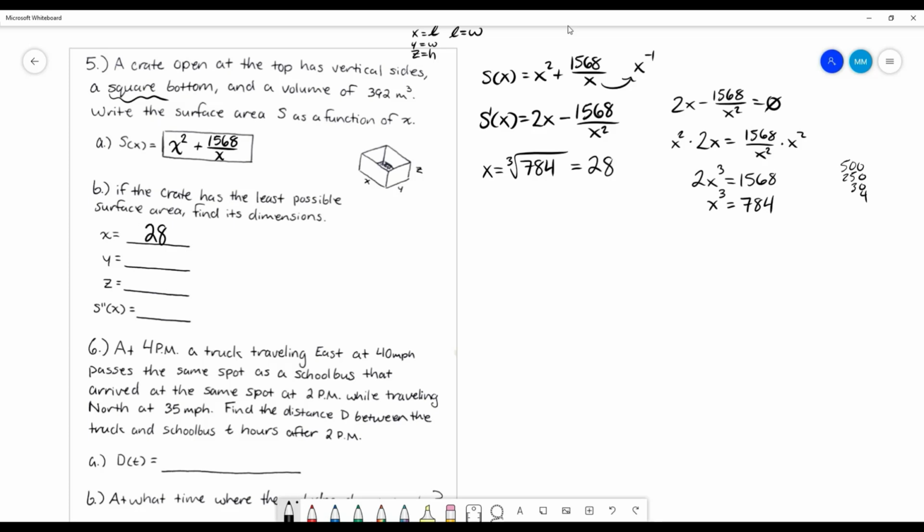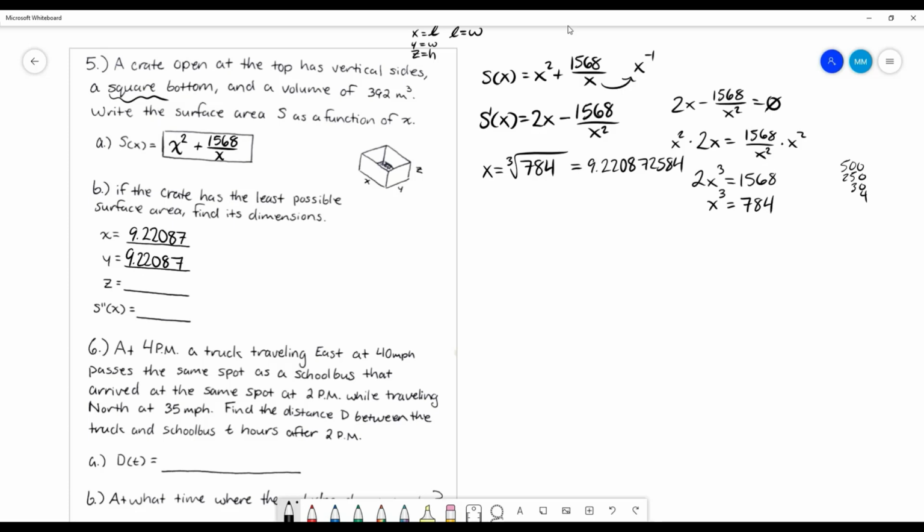So x is 28. And we know, again, since it has a square bottom, our y is the same as our x. So that's also going to be 28. I know volume is... Oh, never mind. Sorry. I took the square root instead of the cube root. So that's not going to be 28. That's going to be a smaller number. That is a less pretty number, because that comes out to be about this. Okay, but again, that's going to be the same number for our x and our y, and I'm going to go ahead and round that here, but you should not round on the homework.